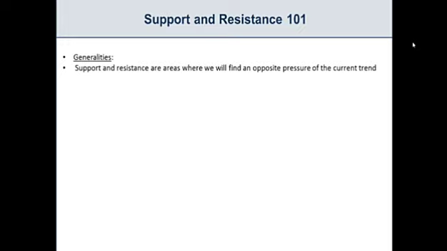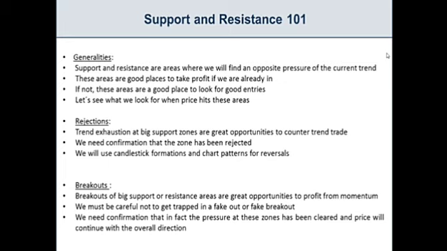But we must be careful not to get trapped in a fake out or a fake breakout, and this happens more often than we want. For instance, if price is in a big downtrend and we hit a massive area of support, price might get through those levels only to come back, reject the levels and reverse to the other side. So we also need confirmation that the pressure of these zones has been cleared and price will continue in the overall direction. There are two ways to trade breakouts: aggressive entries and conservative entries.